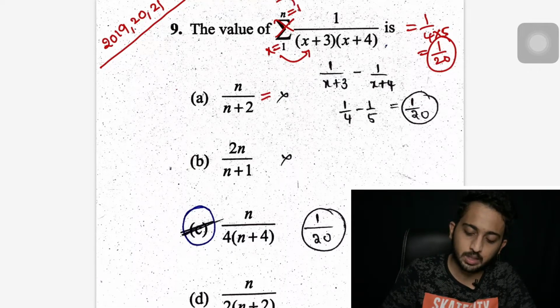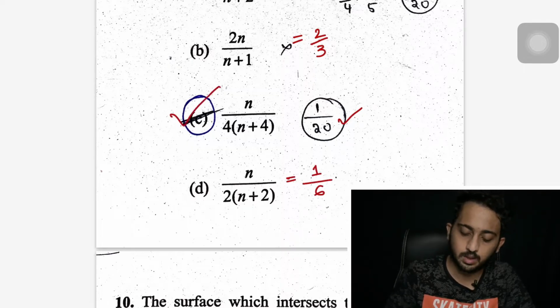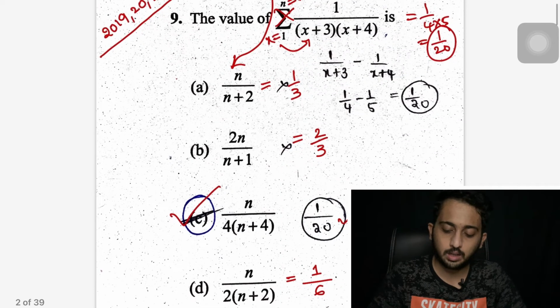Here if you substitute the n value in options, you will get 1 by 3 here, 2 by 3 here, and here if you get 1 by 20, and here it's 1 by 6. So this is the right option. We hardly took around 10 seconds for this particular question.